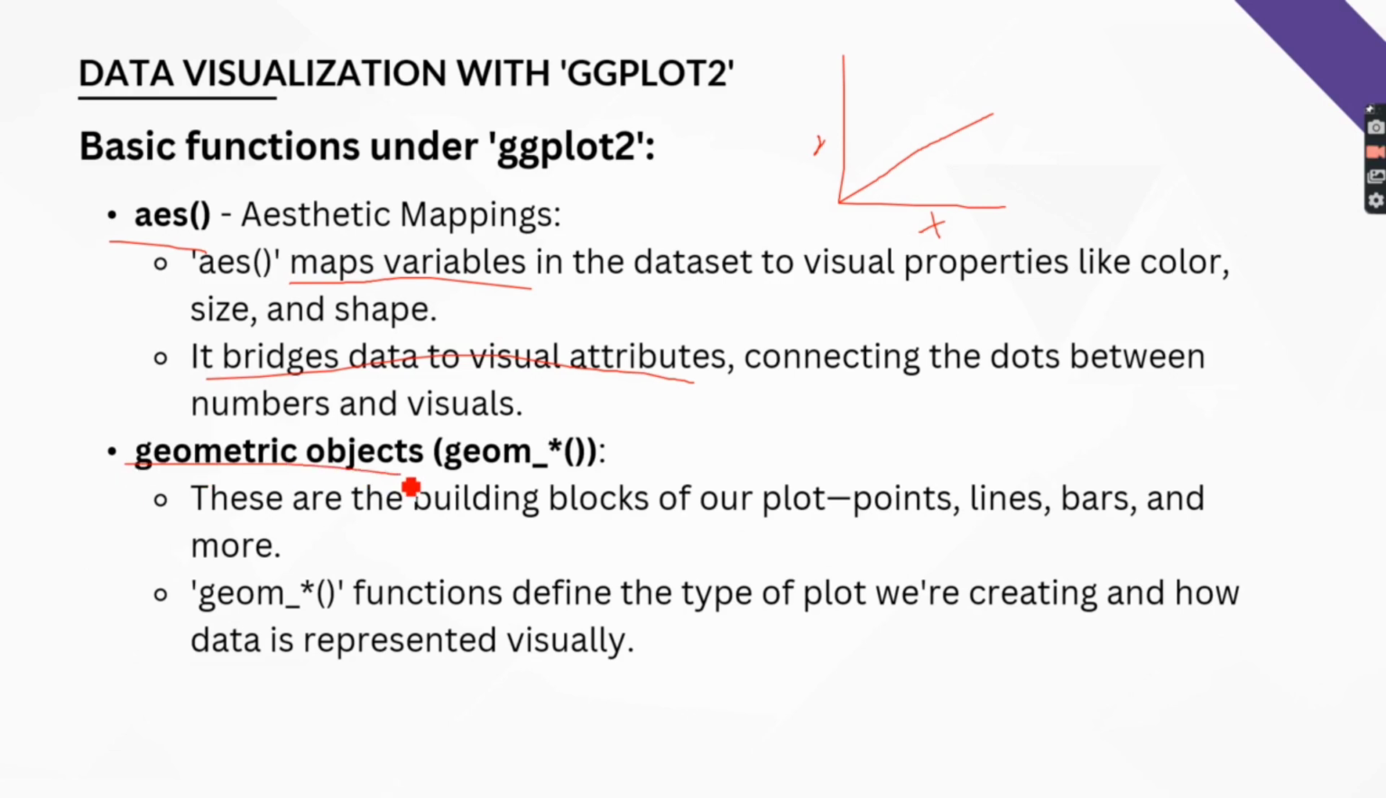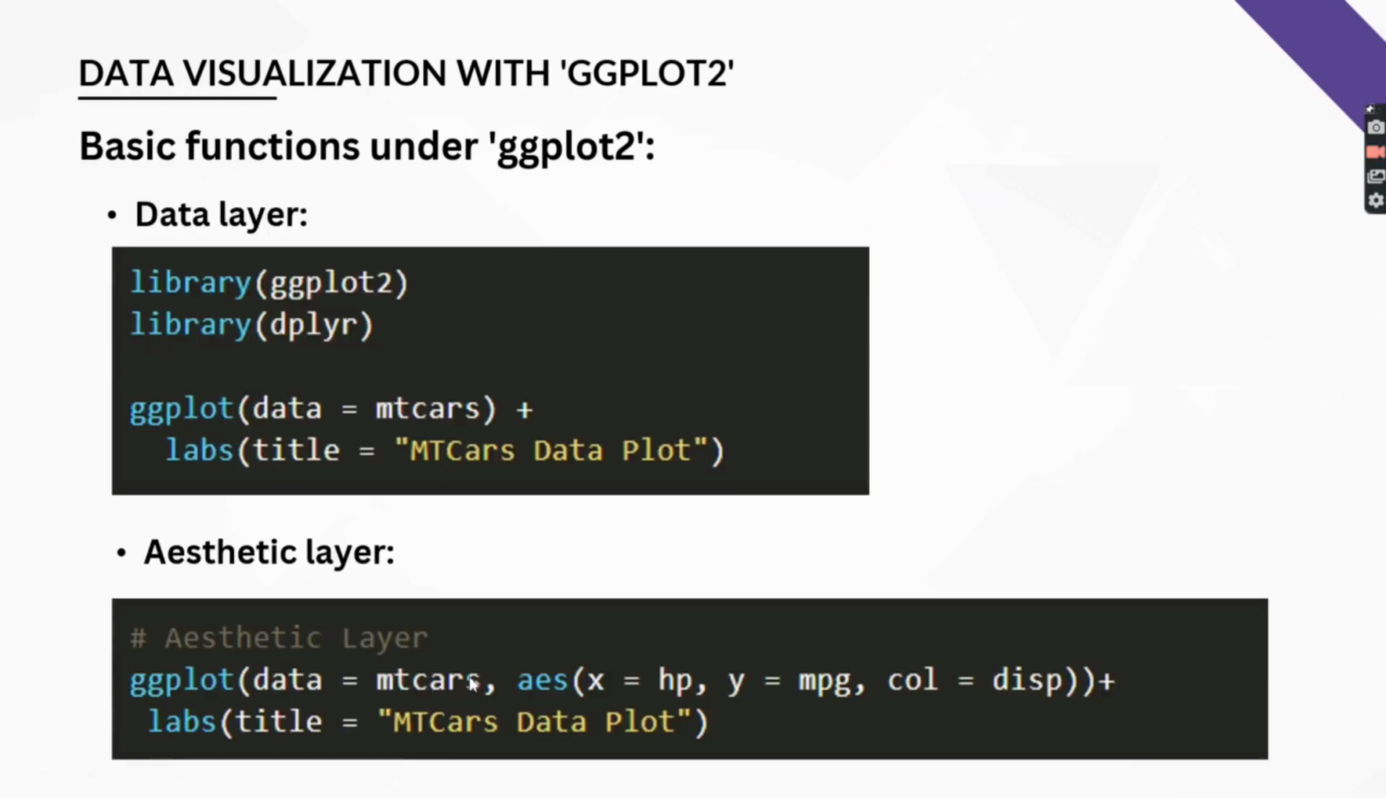Now what a geometric object does is we use this function named geom underscore star. Now this star is not actually there in the function. When we are using this star, we are changing the value of star to some other word. That could be histogram, that can be point, where we are defining different types. So we can visualize or show our data in different ways, that is, how data is represented visually. So let's see them in a more defined manner.